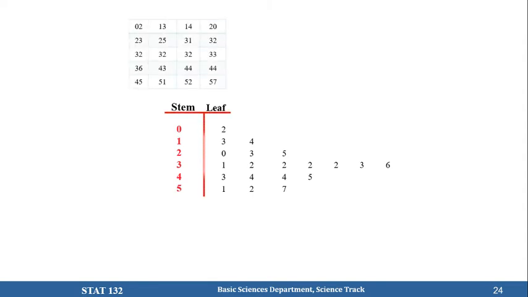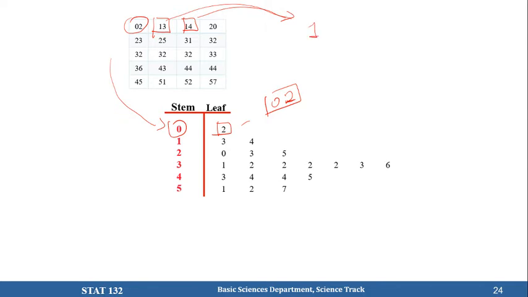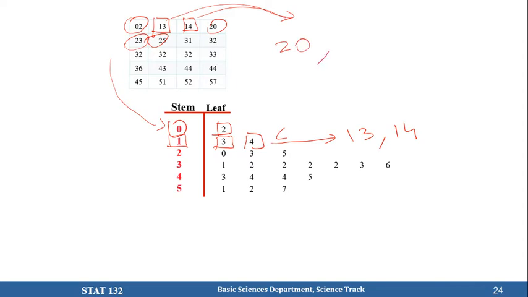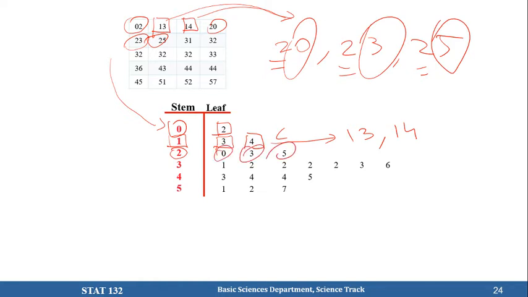Now for 02, you write the stem here, 0, and the leaf 2. Then 13 and 14 have the same stem, 1, and leaves 3 and 4. Then we list them this way. For the first stem, 1, we have 3 and 4. This corresponds to 13 and 14. And for the 20s, you have 20, 23, 25. So these are the numbers which start with 2. Then you write the same stem, 2, with the leaves 0, 3, 5. In the same way, you can do the rest.